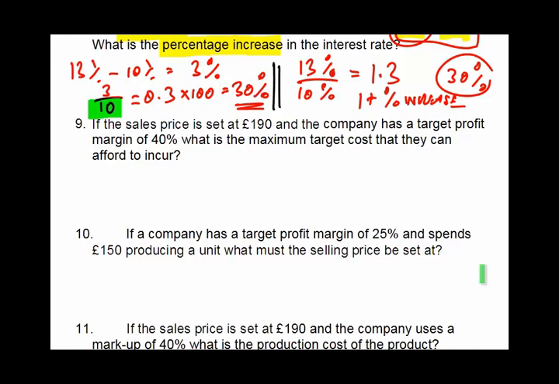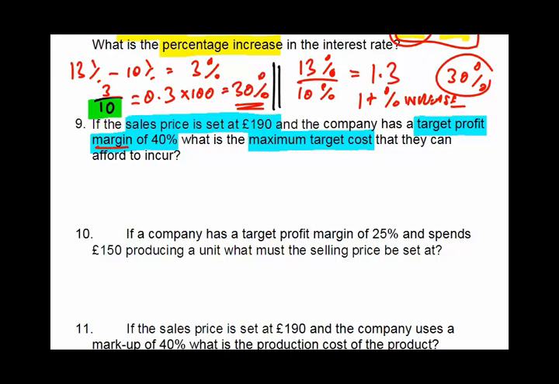Well, the remaining examples are all looking at use of margin and/or markup information to help us identify the cost structure and the profit structure within a business. So if we have a look at the first one, it has a sales price for a product of £190. They have a target profit margin, so notice they're using that word margin, of 40%. And what we're trying to work out is the maximum target cost they can incur.